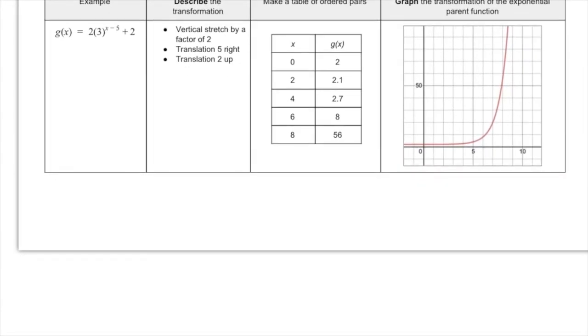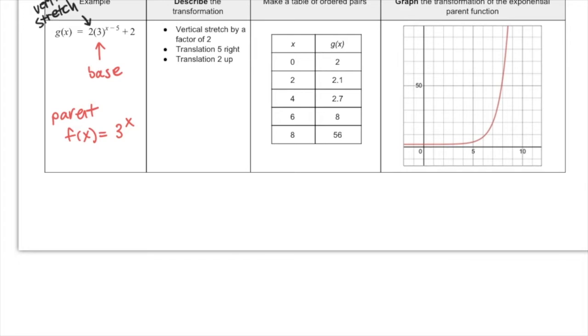It's g of x, and we're told that g of x is equal to 2 times 3 to the power of x minus 5 plus 2. So let's break this down and look at the pieces of our function here. First of all, it has a base of 3. So that means the parent function of this exponential function would just be f of x equals 3 to the power of x.